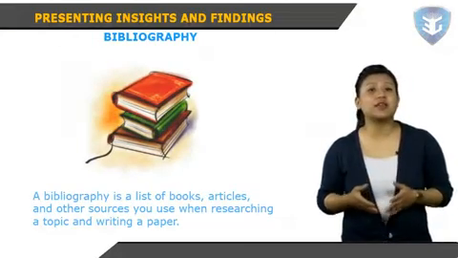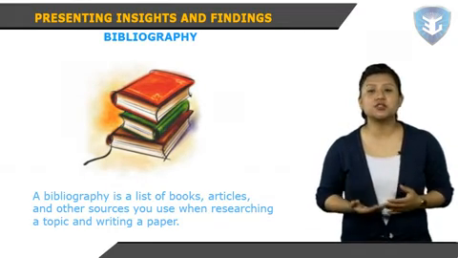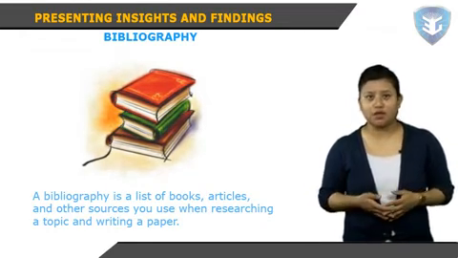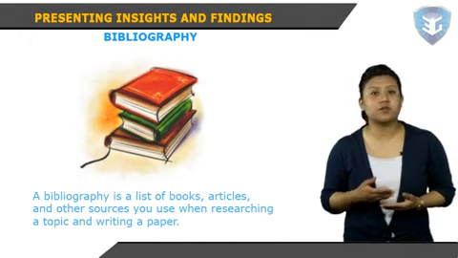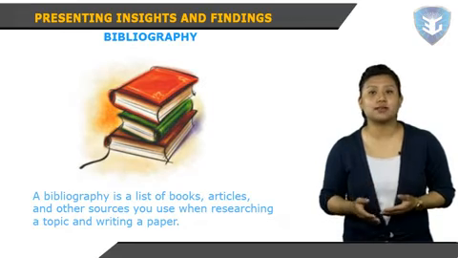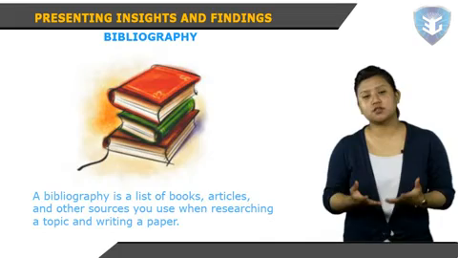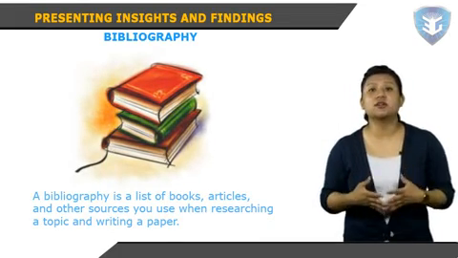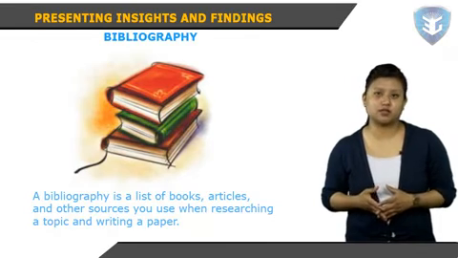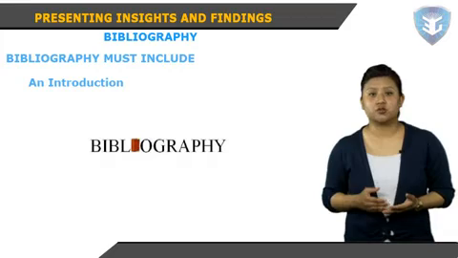A bibliography is a list of books, articles, and other sources you use when researching a topic and writing a paper. The bibliography appears at the end of the paper. The main objective of the bibliography is to properly organize the information of the required and available materials, which enables students, readers, researchers, and teachers to get methodical access to the source of the content of the book in question. Bibliography must include an introduction.